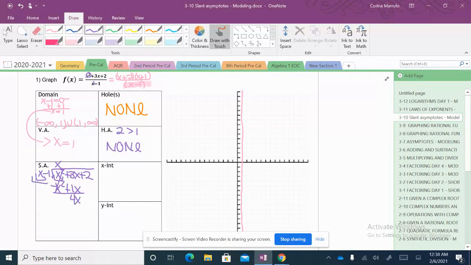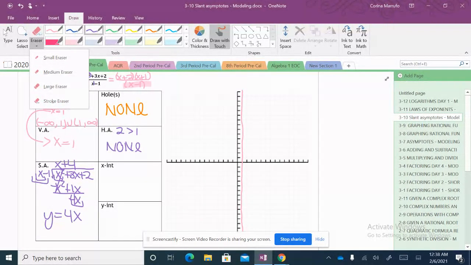Okay, then we start all over again. We have an x and we need a 4x. So in order for us to get a 4x, it would be x times a positive 4. Now from there, you don't need to continue. You don't need to find the remainder or anything. That is going to be the equation of our slant asymptote: y equals x plus 4.